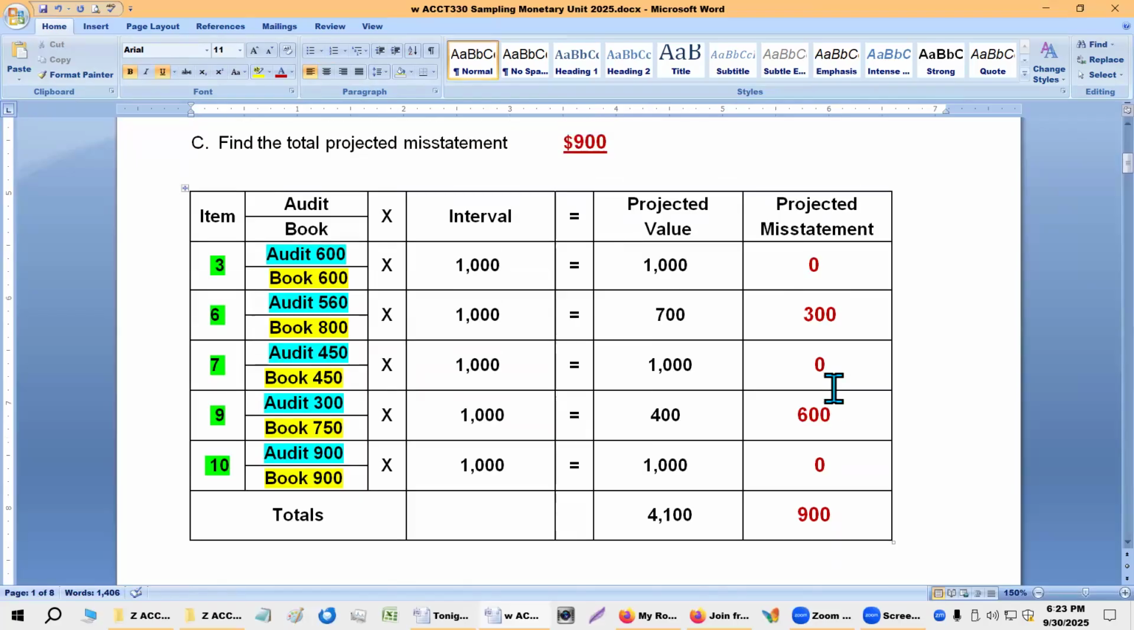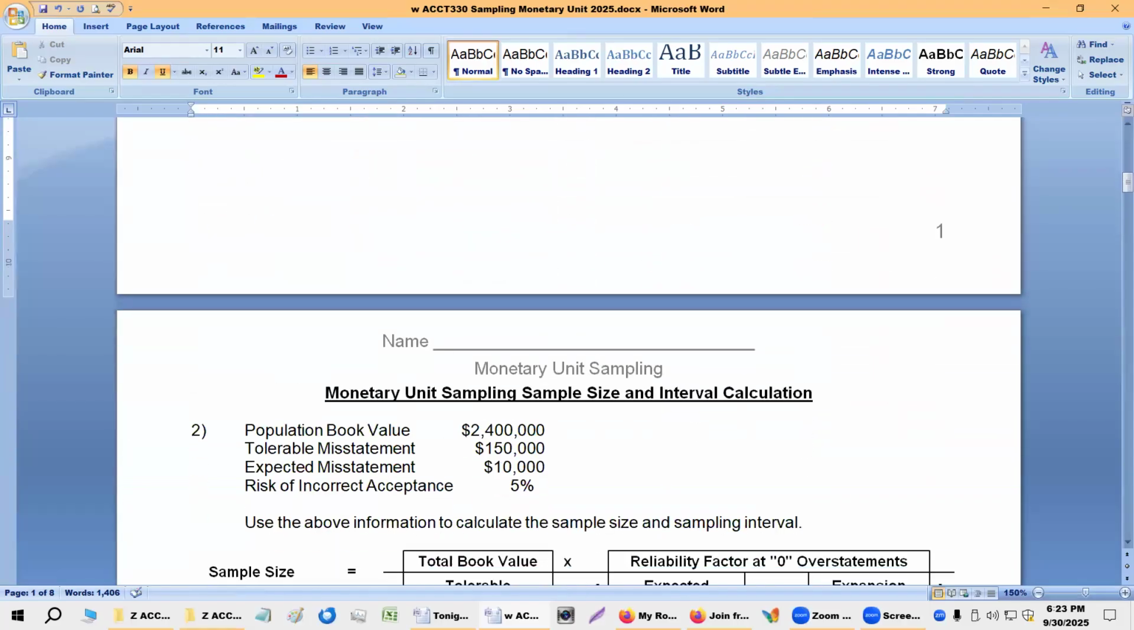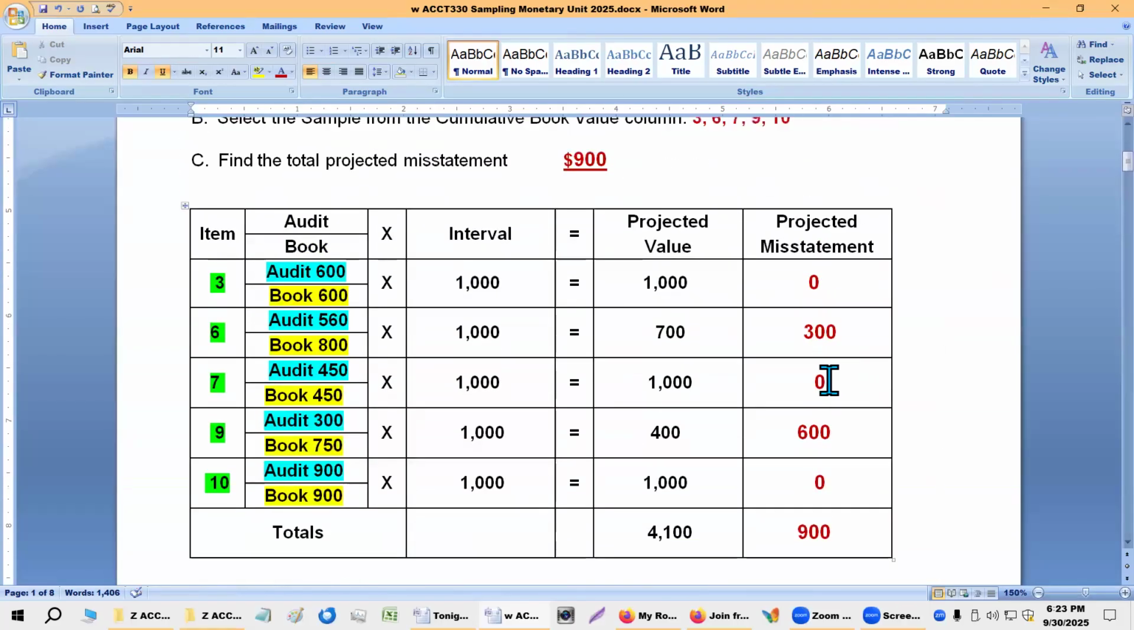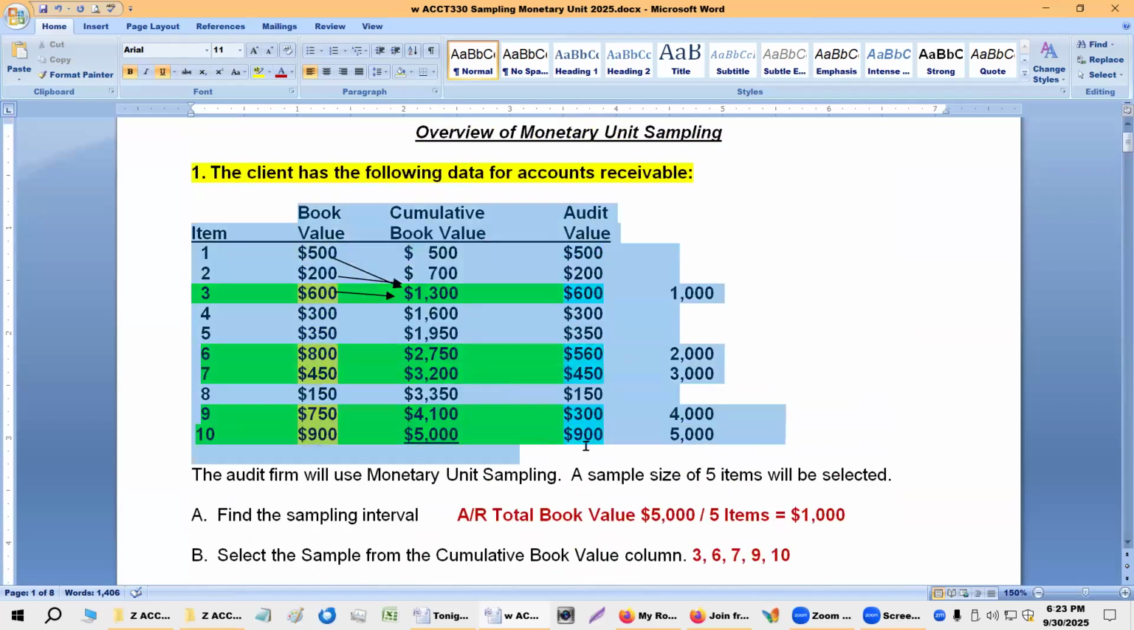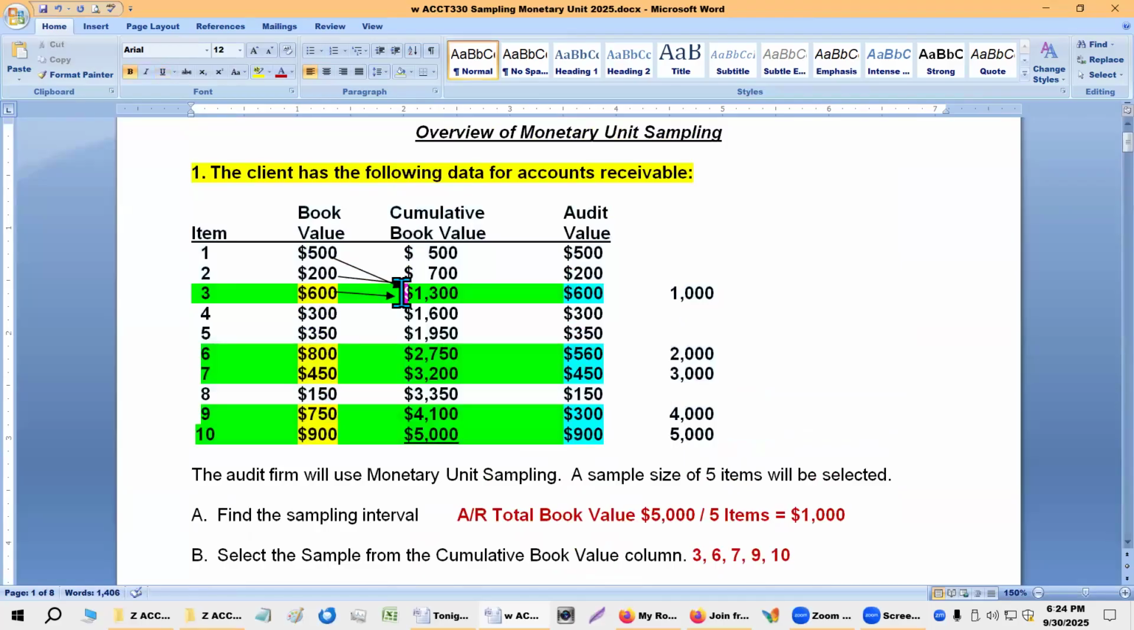So this is the kind of basis for what we're doing in monetary unit sampling. And a large important part of it is how do we pick the ones that we put in our sample? You know, so it's always you're going past the cumulative total. The ones that go past the cumulative total are the ones that you're taking for your sample.